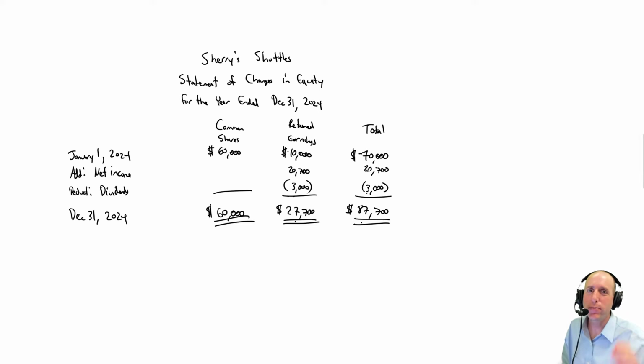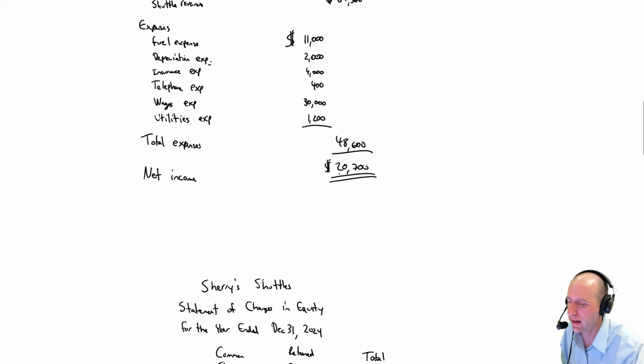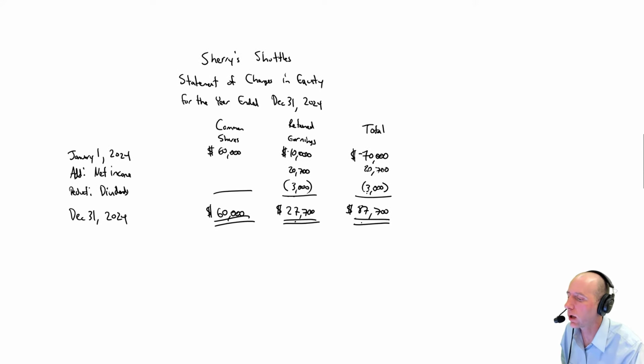Okay, everybody, we've been working through problem 1.3a. We've prepared our income statement, our summary of revenues and expenses, and we learned our company made a profit of $20,700. We worked through our statement of changes in equity, summarized how our common shares and retained earnings changed for the year, and now it's time to move on to the balance sheet.